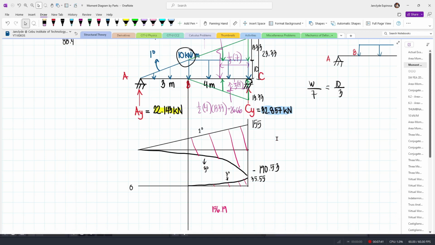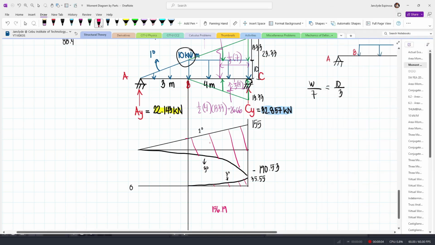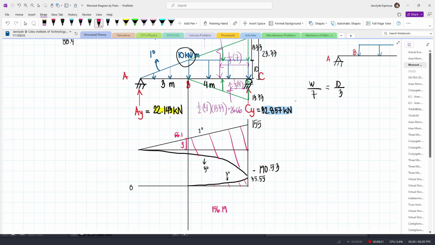Let's try to solve this area. By ratio and proportion, we can get this value and this value. For the triangle, we have 155 is to a base of 7 meters, equal to y, which is this value, is to a base of 3 meters. So we have 66.429.